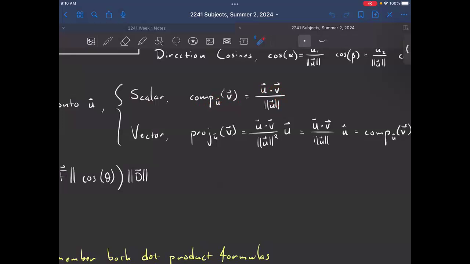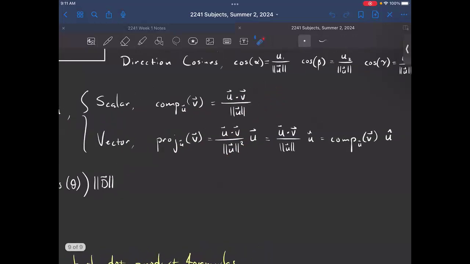And then the vector projection is the projection of v onto u given by u dot v divided by norm of u squared times the vector u. Or, maybe written a little bit more clearly, it is u dot v divided by norm u times u hat, the unit vector in the same direction as u. But this part right here is just the component of v in the unit vector direction, or in the direction of u.